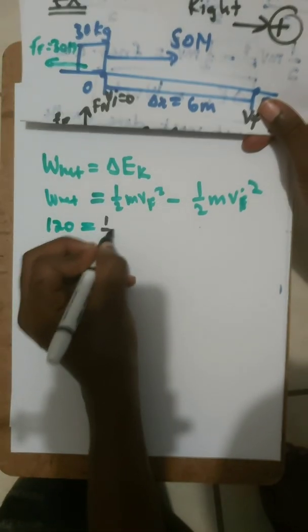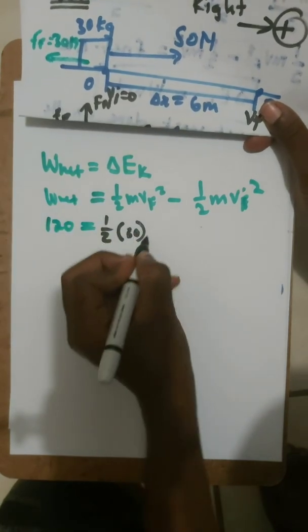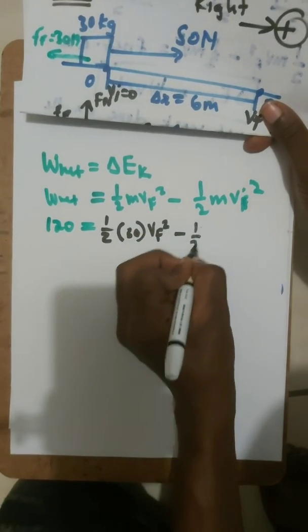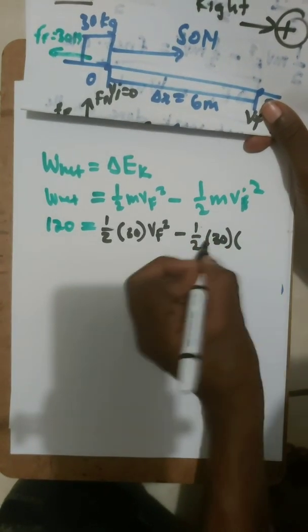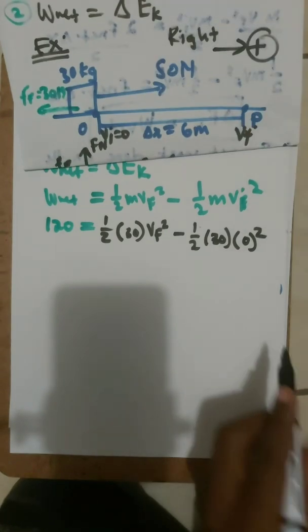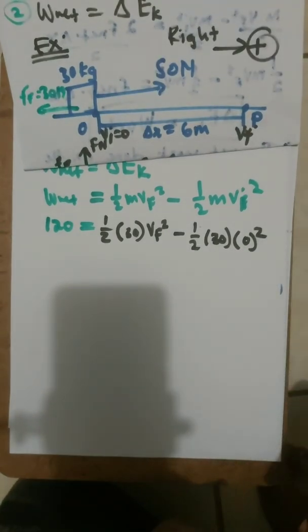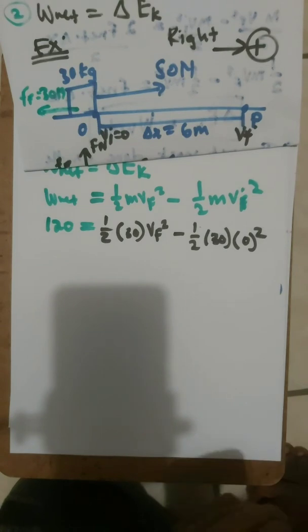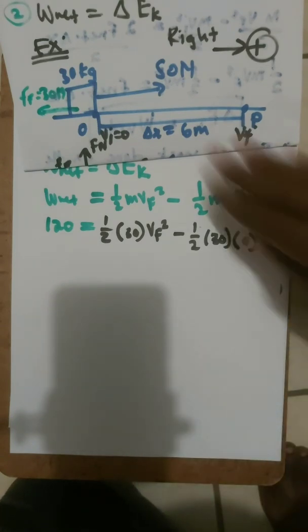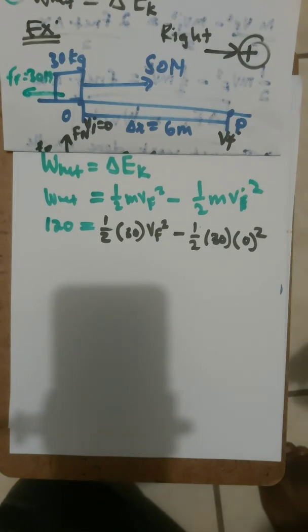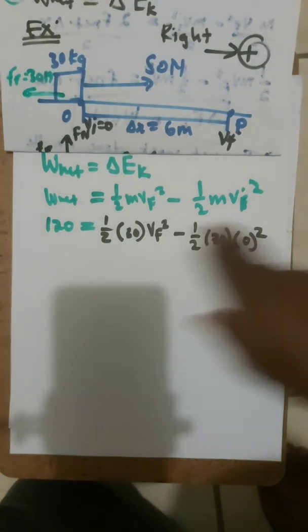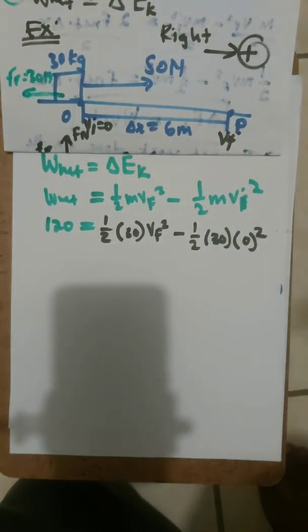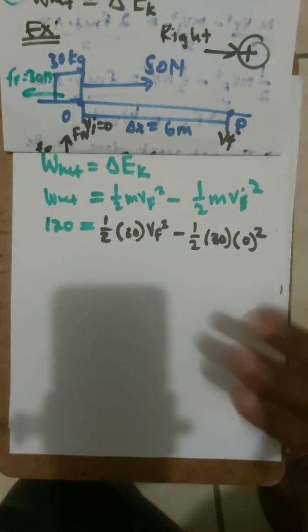Then we have 1 over 2, my mass is 30, then vf is the one that I'm looking for, minus 1 over 2, 30, and then v initial. It's very important that you also substitute. Obviously, v initial is going to be 0. But it's very important, guys, because in the CAPS curriculum they give you marks for writing down the formula, and they also give you marks for substituting into the formula. So already you have a lot of marks by just substituting.